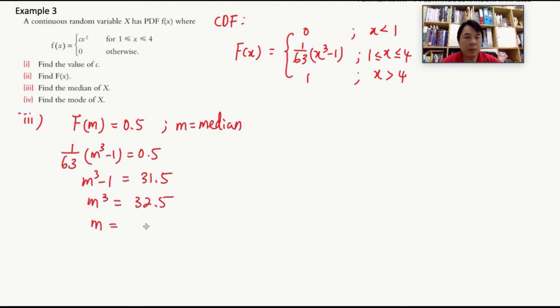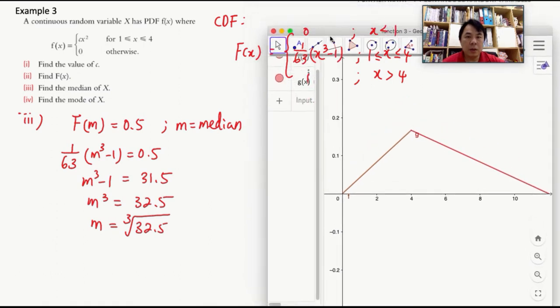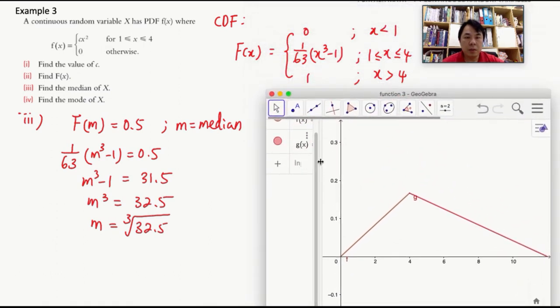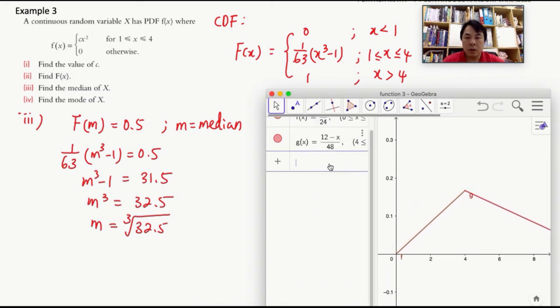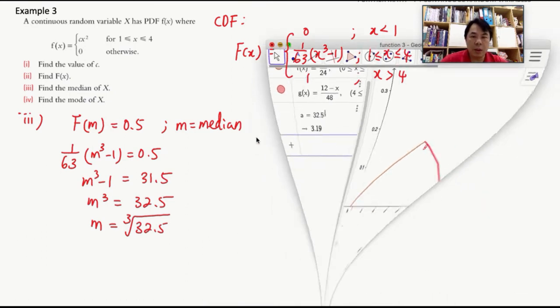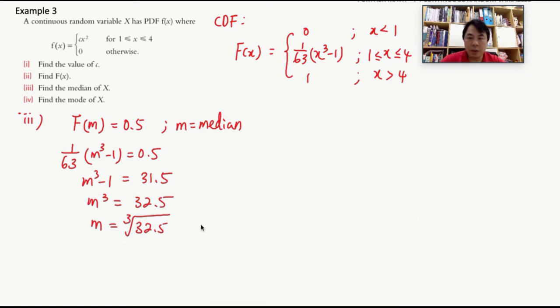Now, finally, I need to get the value for the median, which is the cube root of this. Alright. Now let me try to get the calculations here. Okay, let us see what we have here. It's the cube root of 32.5. So to 3 significant figures, it should be 3.19.